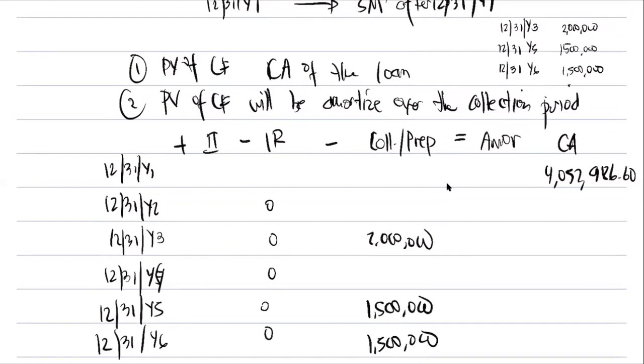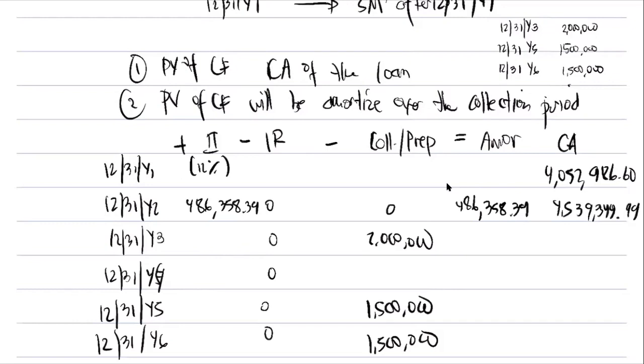Now, what is the interest income? We have 4,052,986.6 multiplied by 0.12. So this is 12% again, carrying amount times 12%. We have 486,358.39. No collection or prepayment. Our amortization is positive, so we need to add this value. So the value now, as of December 31, year 2, is 4,539,344.99. Year 3 interest is 544,721.40. And we have the collection of 2 million.